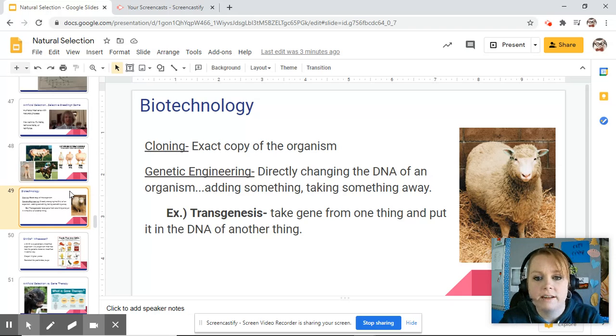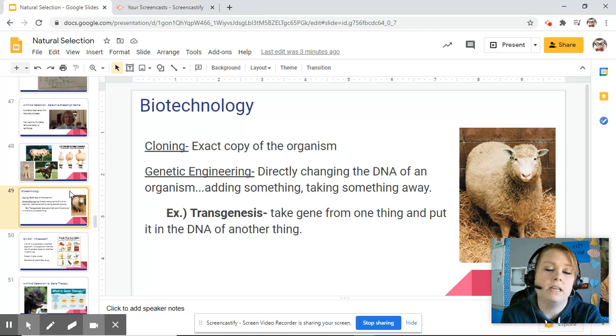We also look at the idea of genetic engineering. So we directly change the DNA of an organism. We may add something to it, we may take something bad away, but we are trying to intervene and fix that organism how we want it. Sometimes that's good. Sometimes people think that that's too far. There's all kinds of articles and videos that you can watch about genetic engineering, but I think everybody agrees that it's a slippery slope.